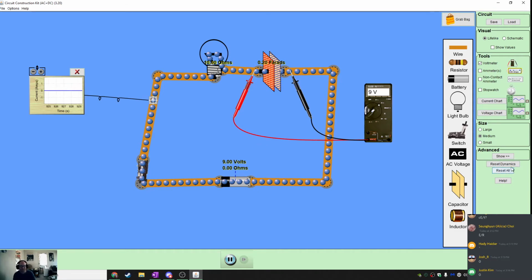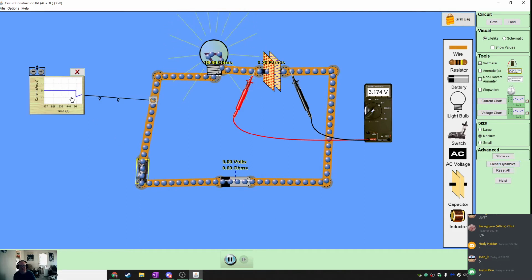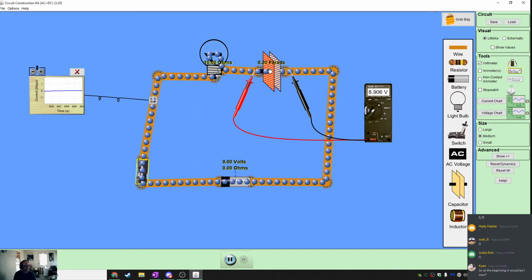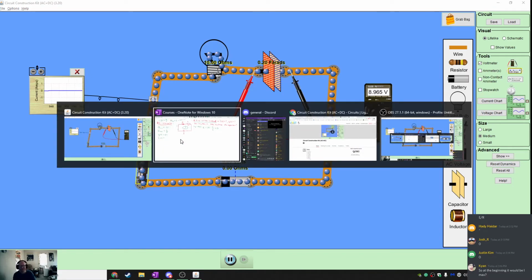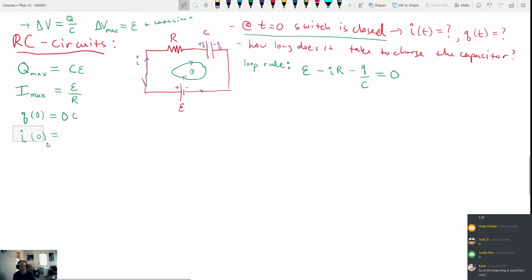But let's open it back up and reset the dynamics. Watch what happens. You can watch this now if you want to as well. Watch what happens to the current right when I close the switch. It spikes really high, and then it starts to fall off. Why is it falling off? Because eventually this thing's fully charged, and you can no longer put charges on it. That's right, so you figured it out, Kyan. That's exactly right. The current at time equal to 0 is when you have maximum current.